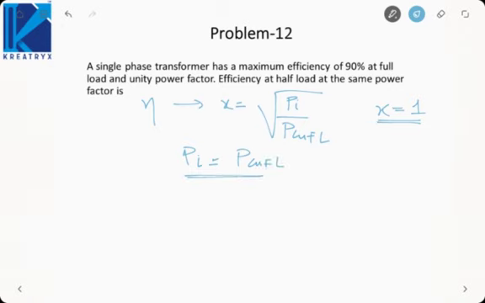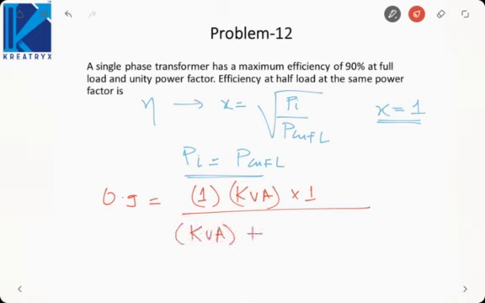So if we keep maximum efficiency at 0.9, x is 1. We are talking about full load. Power factor is also 1, so 0.9 equals kVA cos phi divided by kVA plus iron loss, we do not know, but copper loss at full load is equal to iron loss. So if we solve from here, Pi will come out to be 0.055 kVA. Now what it is saying is we need to find efficiency at half load and same power factor.